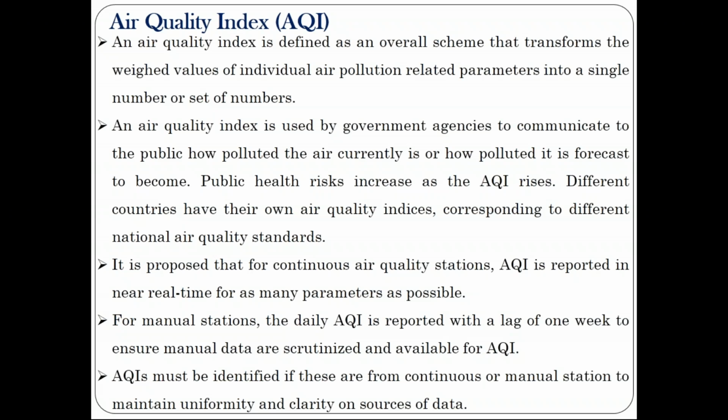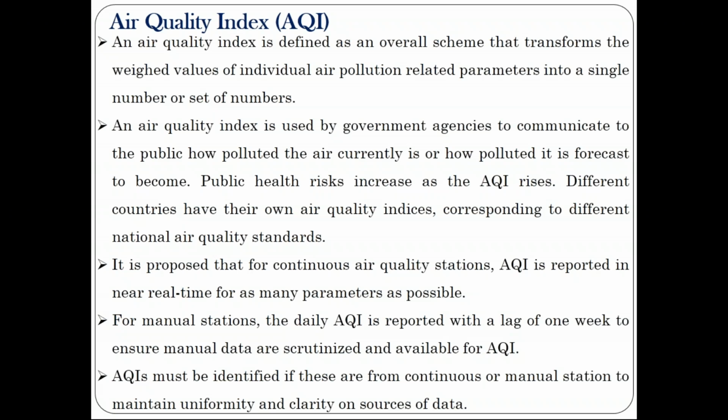Out of these, the air quality index is the most popular among people now in India, and not only in India, in the whole world. Here you can see this air quality index is used by government agencies to communicate to the public how polluted the air currently is, and how polluted it is forecasted to be tomorrow. Public health risk increases as the AQI rises. Different countries have their own air quality indices, and in India we have a different type, calculated from 8 parameters, and under this we need at least 3 parameters to be put in.